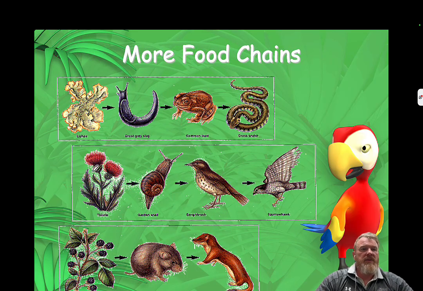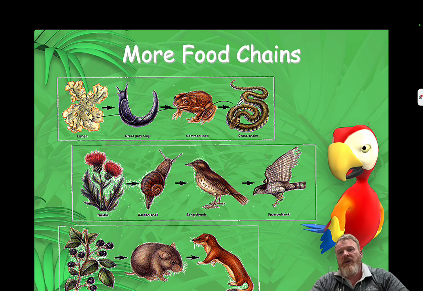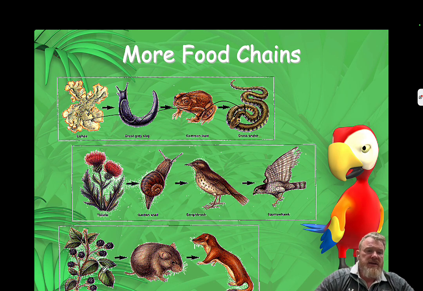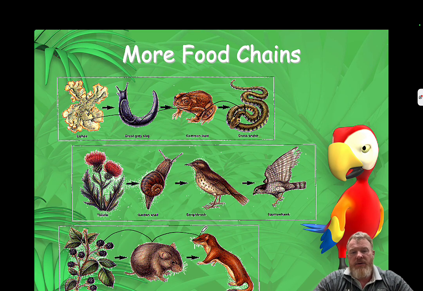So once again, we got lichen to slug, slug to frog, frog to snake. You got one down here where we only have first order and second order, and that's fine. Usually most of the time on a test or a quiz, I'm going to ask you to pick out 3. But it doesn't really matter. It can be 100 things long. It could be 3 things long. Anywhere in between is perfectly fine.